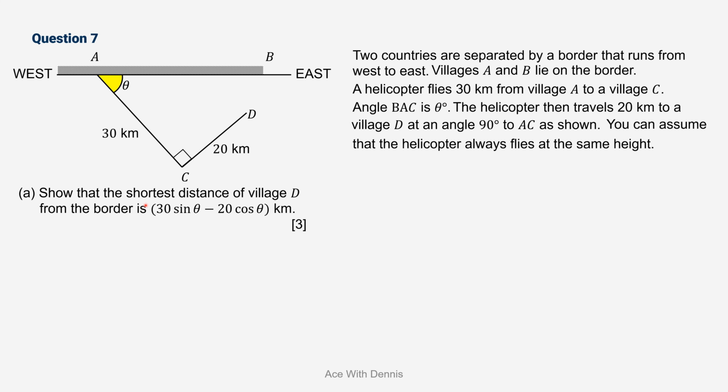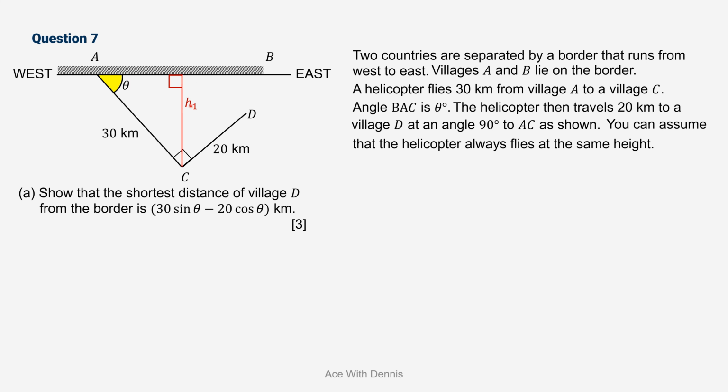A. Show that the shortest distance of village D from the border is 30 sine theta minus 20 cosine theta kilometers. 3 marks. So this will be the shortest distance which is perpendicular to the border. But before that, I would draw the perpendicular distance from C to the border first, and then I will form a right angle triangle here.